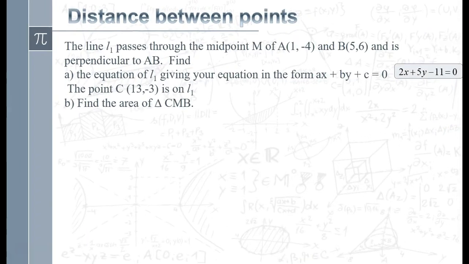On we go to part B. So now we've got more information. We're told we've got another point that's on the line. We need to find the area of triangle CMB. And again, I'm struggling to see what's going on with this. So the first thing I'm going to do is draw a sketch and just have a little look at what all this looks like and make sure I know what I'm doing.